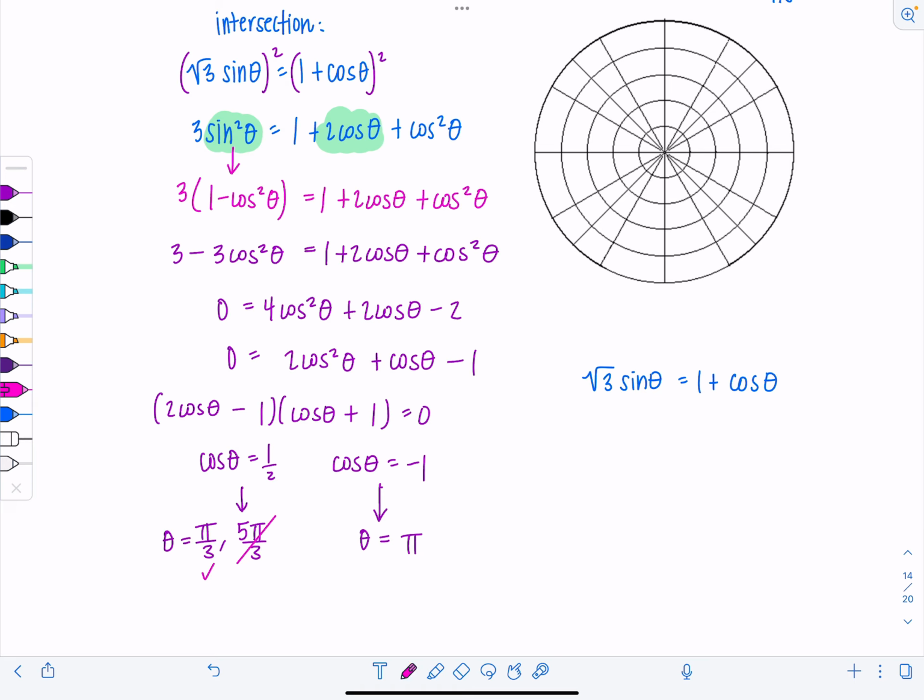Okay, so these are the only 2 true points of intersection for the curves: pi over 3 and pi. Okay. So let's see if we can draw them now.